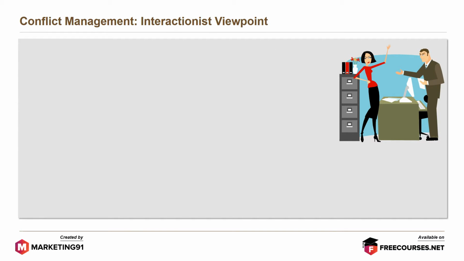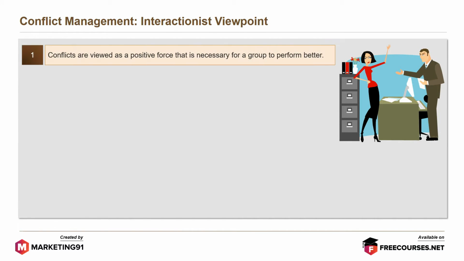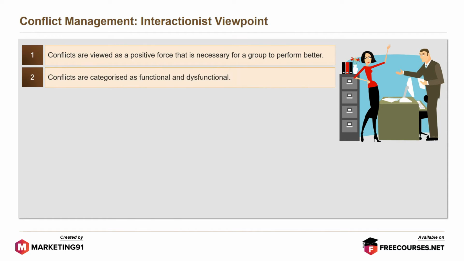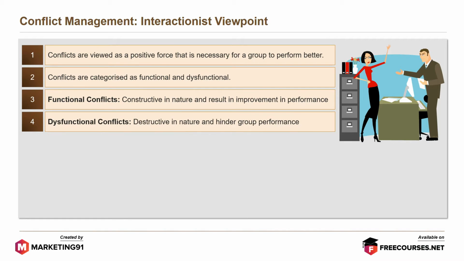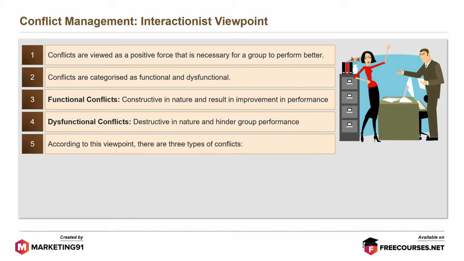The next is interactionist viewpoint, in which conflicts are viewed as a positive force that is necessary for a group to perform better. Conflicts are categorized as functional and dysfunctional. Functional conflicts are constructive in nature and result in improvement in performance. Dysfunctional conflicts are destructive in nature and hinder group performance. According to this viewpoint, there are three types of conflicts.